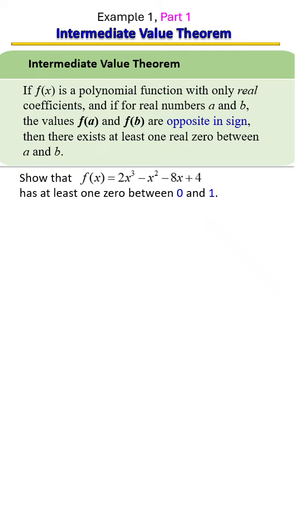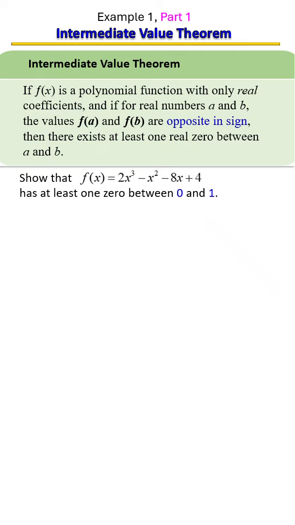The intermediate value theorem. If a function is a polynomial function with only real coefficients, and if for real numbers a and b, the values of f of a and f of b are opposite in sign, then there exists at least one zero between a and b.